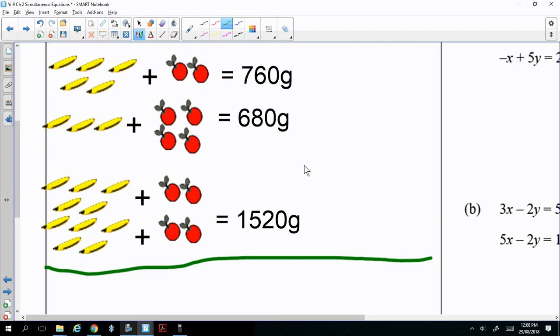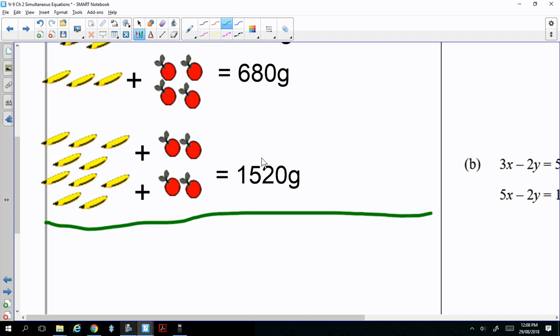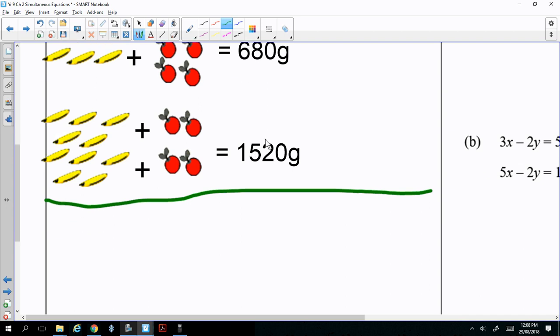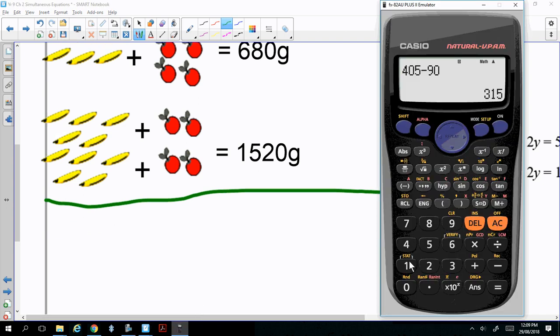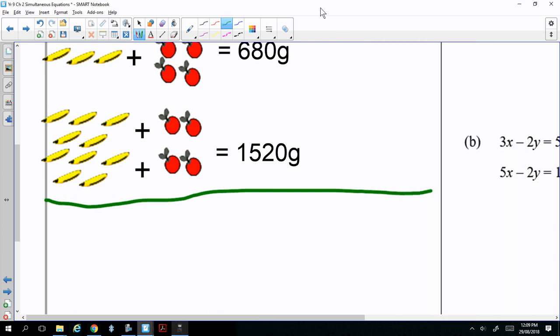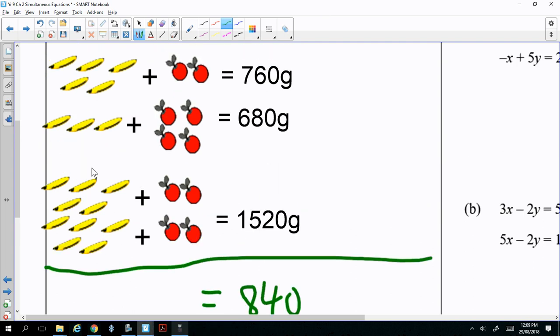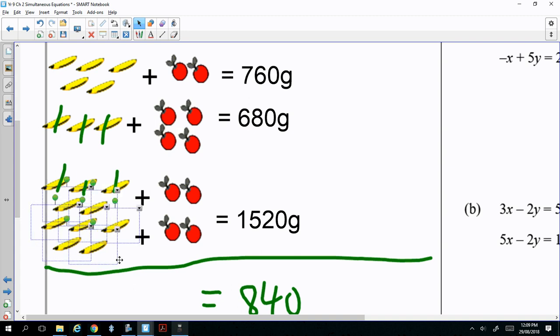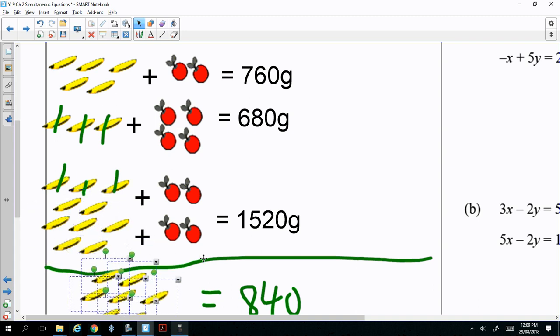So now you're just getting rid of all the apples. If I subtract them, let's subtract them: 1520 minus 680. What would that be? 840. So the 840 comes from how many extra bananas? 7. So 1, 2, 3. How many do you have left? 7 left. So let's highlight this. Control D. So that's 7 bananas.